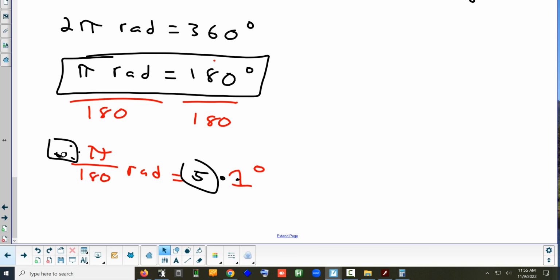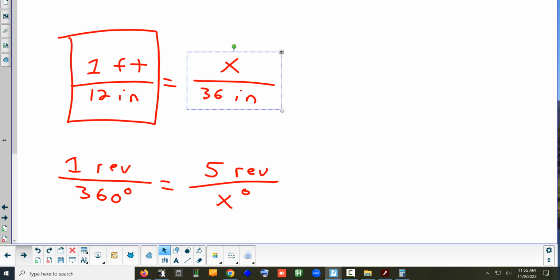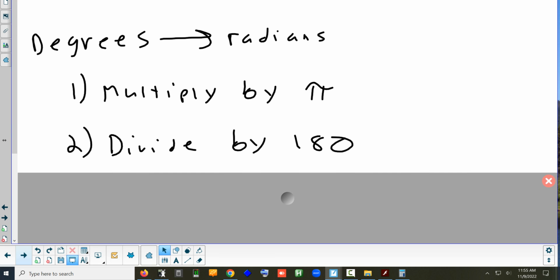The point is not what number you put in this box. It's the pattern. Whatever number you put in this box gets multiplied by what? Pi, and divided by what? 180. That's how you convert degrees to radians. To convert degrees to radians, you multiply by pi, and you divide by 180.